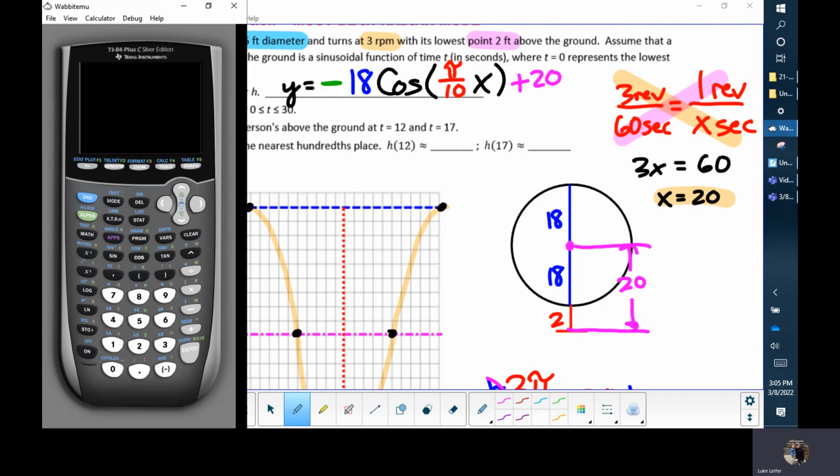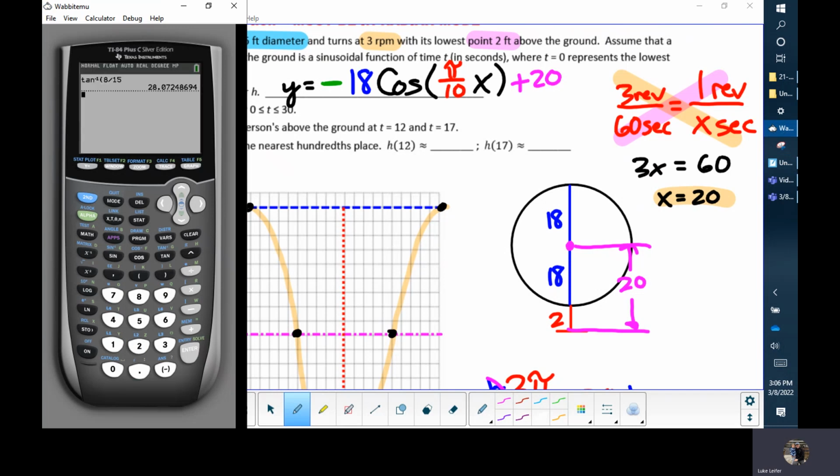Now it's a calculator problem. So step 1 on your calculator, Desmos, or on my special calculator here, you got to make sure you're in the right mode. I need to be in radian mode. The pi up there is a dead giveaway. I'm in radians. And I'll go ahead and get out of here now. We go to y equals. I like y equals better than just plugging my numbers in, 12 and 17, because I can verify that my equation's right. So negative 18 cosine.